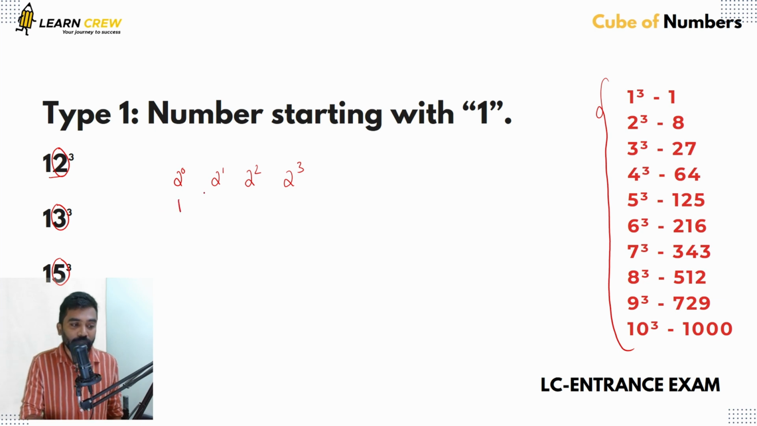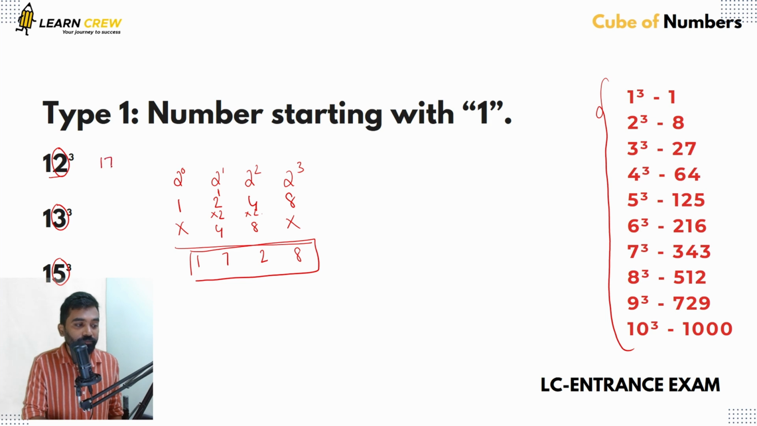2 power 0 is nothing but 1, this is 2, this is 4, this is 8. Now omit the first and the last numbers, just neglect them. Multiply the middle numbers by 2. The middle numbers become 4 and 8. Now start adding these numbers. So 8 comes down as 8, 4 plus 8 becomes 12, 2 and 1 carry, 2 plus 4 becomes 6, plus 1 is 7, then 1. So 1, 7, 2, 8. Now this is your answer for 12 cube. Yes, this is the answer for 12 cube.